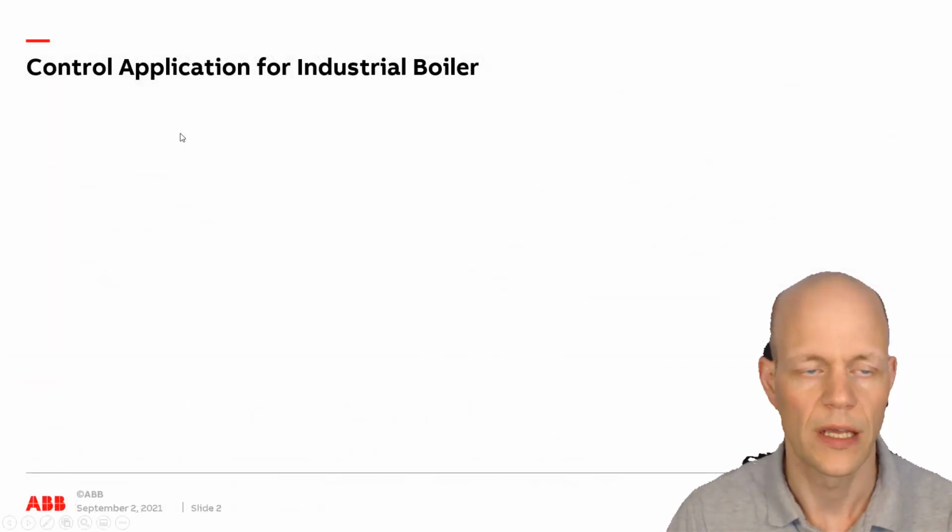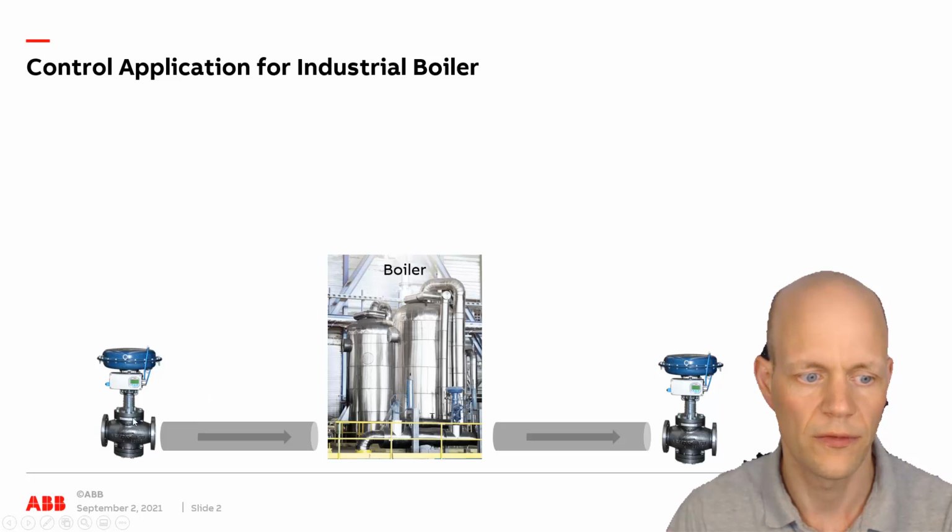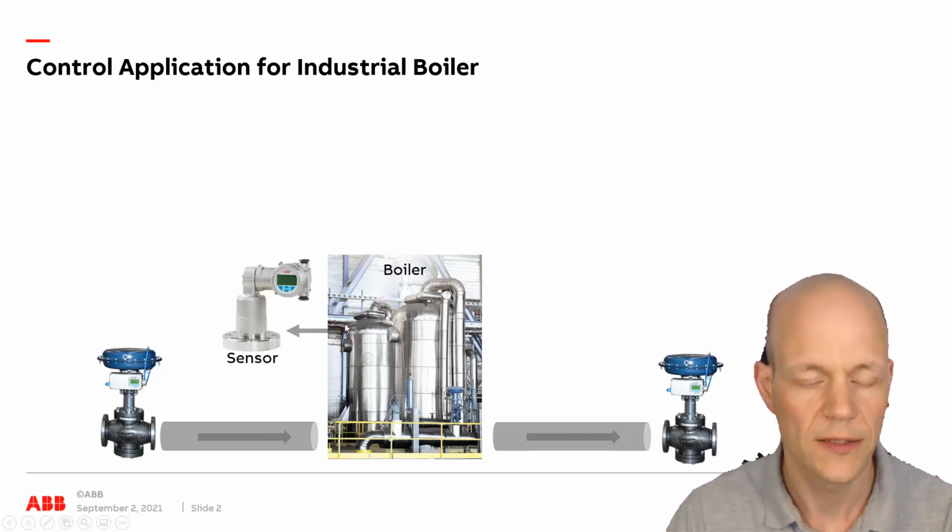So we have here a control application for an industrial boiler. So the boiler looks like this. It's a big tank where you can heat some fluids, some chemicals, for example, and it's fed by a pipe, and then you have a valve here and another valve at the output. And then we have a level sensor which measures the level in the tanks.